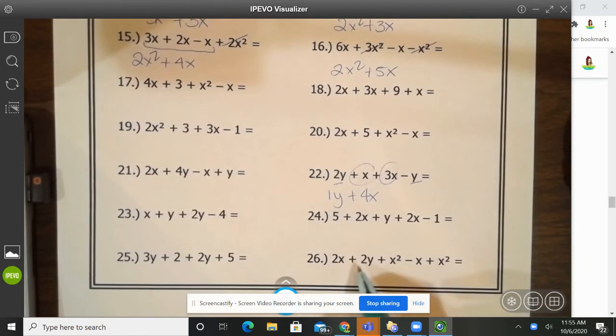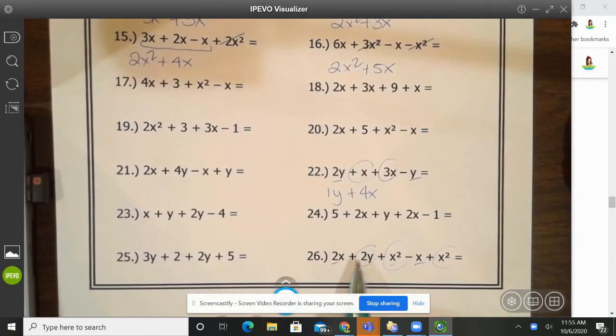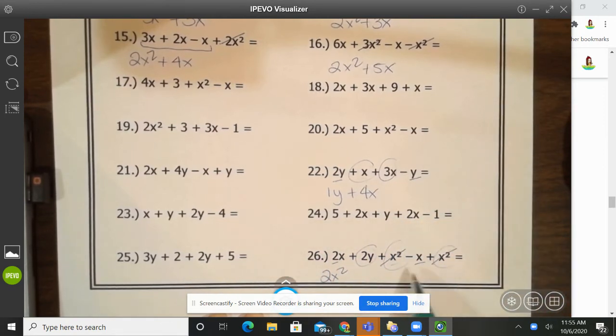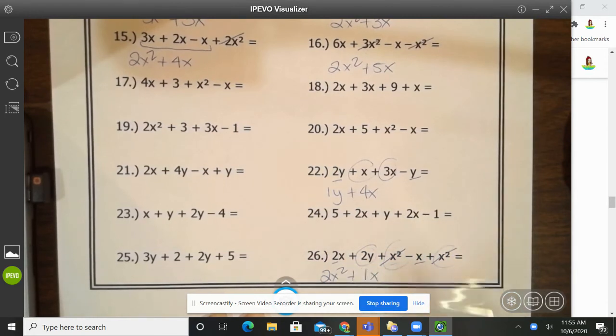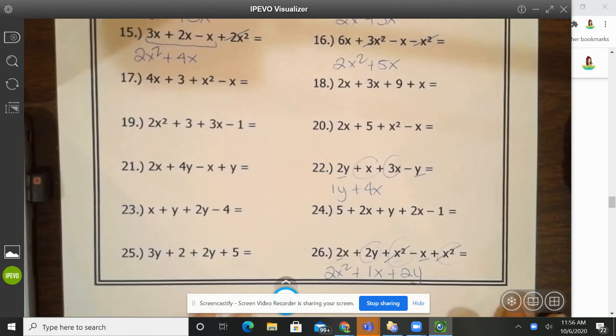Let's try number 26 here. We have x's here. We only have one y. We have 2 x squareds here. Let's start with the higher exponent. So that's 1x squared plus 1x squared, that's 2x squared. Let's keep going with the x's. So 2x minus 1x is 1x, so plus 1x. And then 2y, there's not another y, so plus 2y. And that is my answer there. That's all I can do because I don't have the values for x or y.